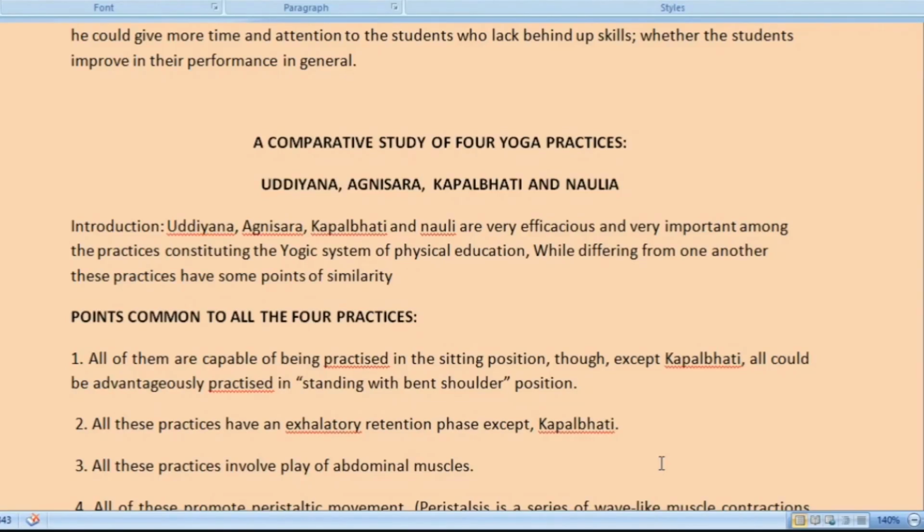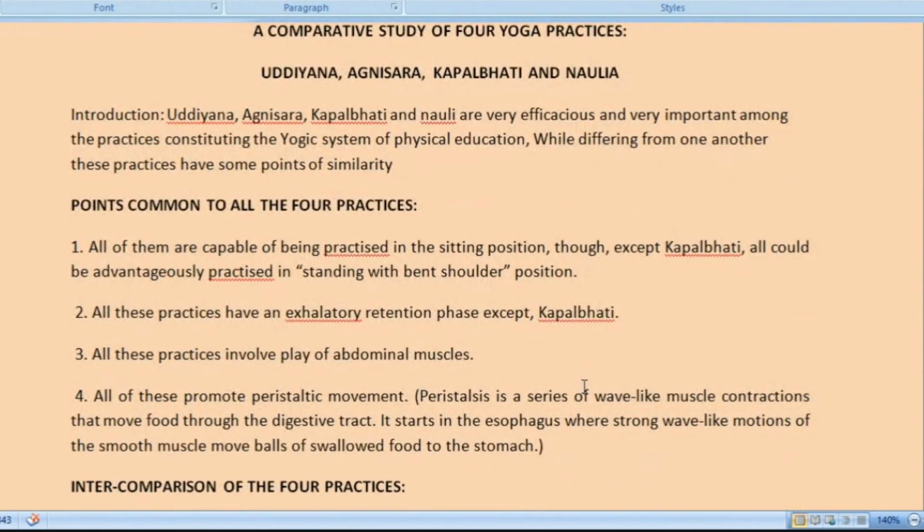So today we are going to study a comparison between four yoga practices, that is Uddiyana Bandha, Agnisar, Kapalbhati and Nauli. Introduction. Uddiyana, Agnisar, Kapalbhati and Nauli are very efficacious and very important among the practices constituting the yogic system of physical education.